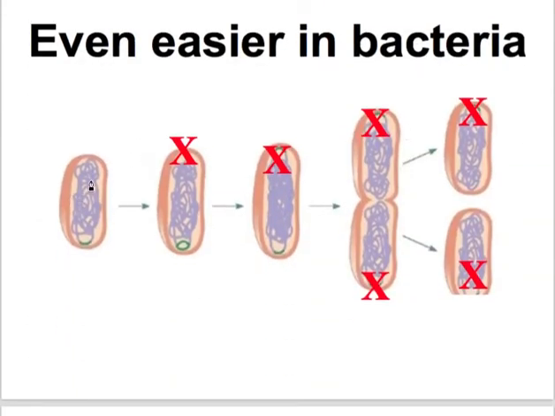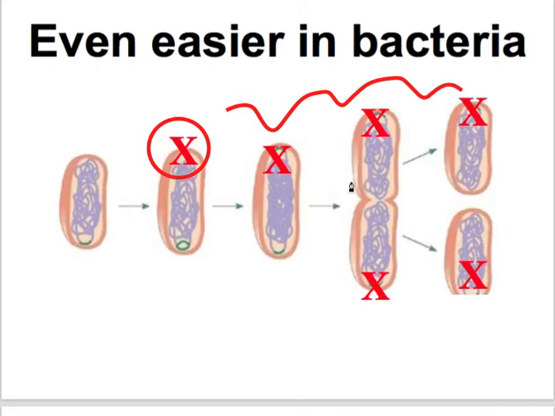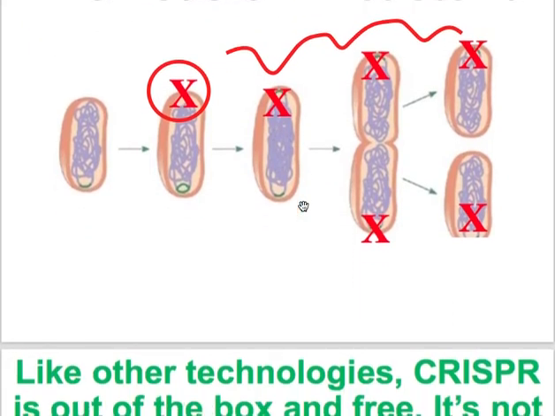When we change bacterial genomes, it's even easier because prokaryotes just make copies of themselves. They just propagate even more. So you can have way more changes as you go with a bacteria because it's going to make lots of clones of itself. Okay.